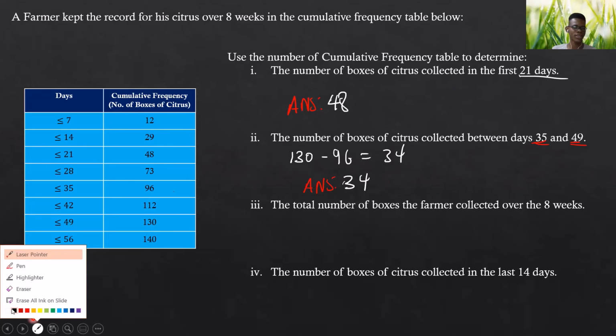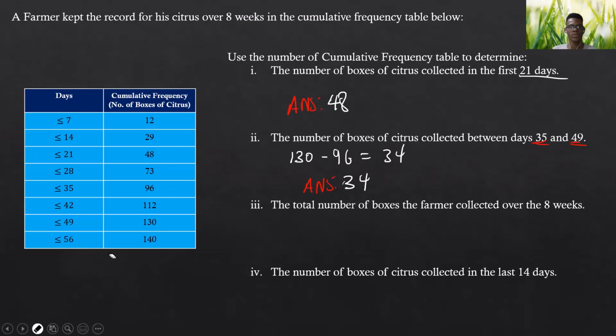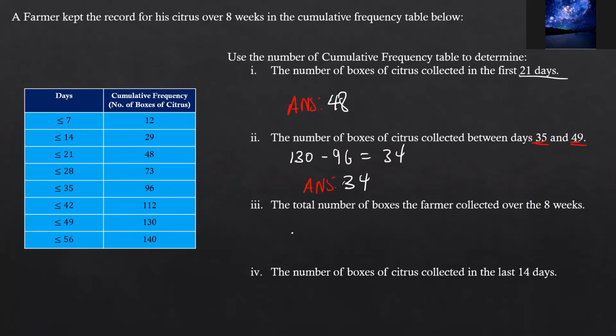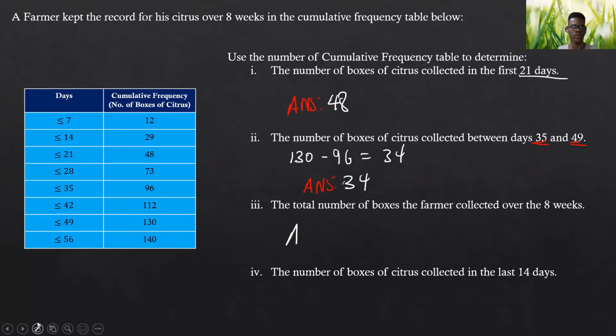your reasoning might be right, but it's how you explained it, right? It's 140 because the total frequency is 140. The total number of boxes refers to the total frequency, and the total frequency over 8 weeks. If you notice, this is the record kept over 8 weeks. So the total frequency would be the last frequency in our table, which is 140. Yes, sir, that's what I meant. All right, so yes, that is correct, 140.